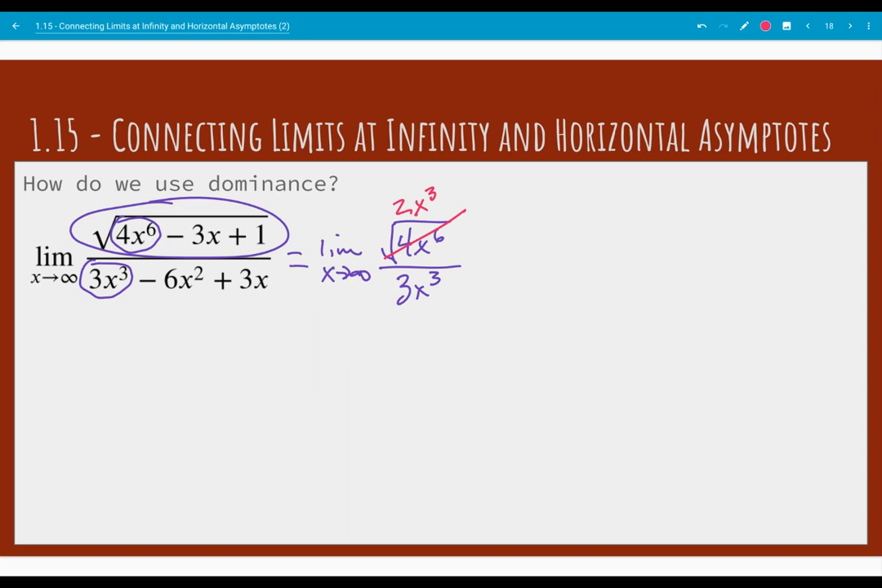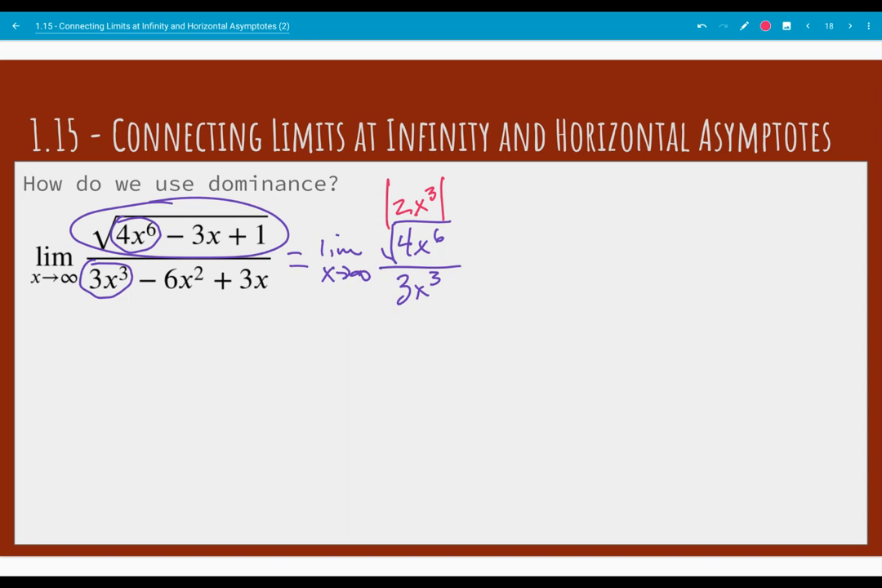If we were plugging a negative number in for x in this expression, a negative number here to the 6th power is going to be positive, and then a positive to the 3rd power, or the square root of a positive number, is going to be positive. So technically, this is the absolute value of 2x cubed, but since x is approaching positive infinity, it doesn't matter. We're looking at positive values.